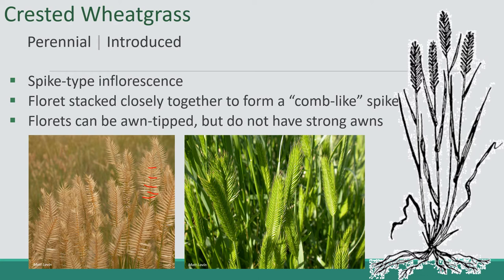It does not have strong awns. It has kind of awn tips, but unlike blue bunch wheatgrass, it does not have awns. So it is a bunch grass. Its spikelets are strongly overlapping. It does not have strong awns, and it's kind of comb-like.